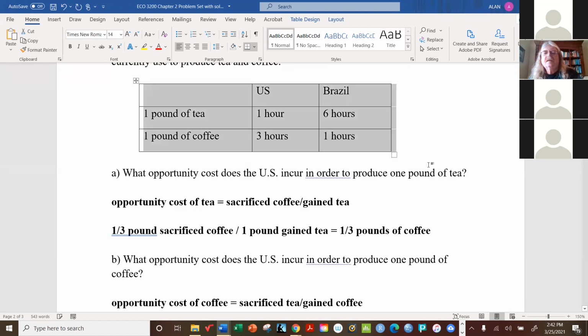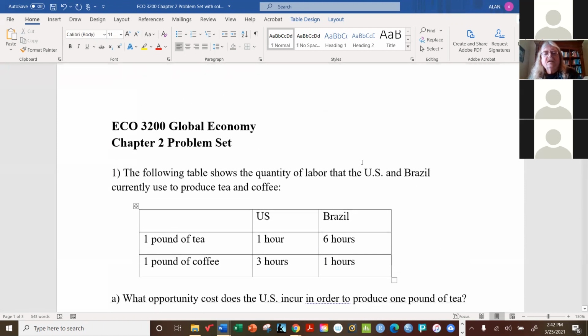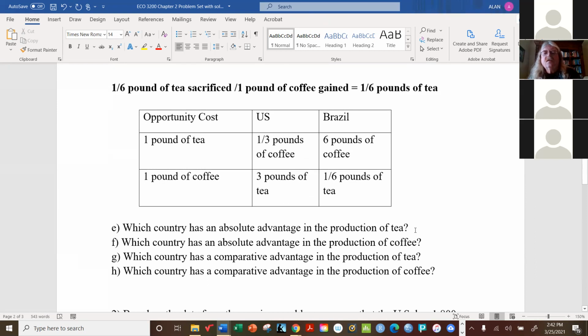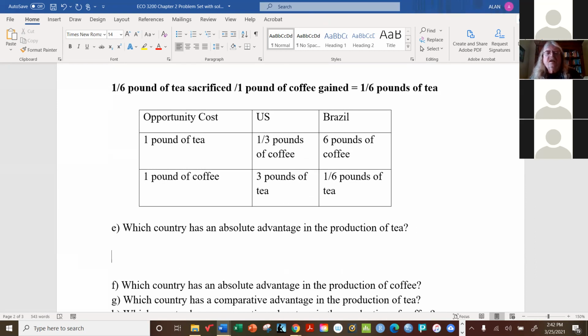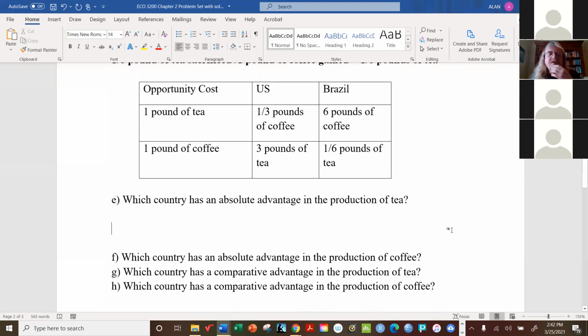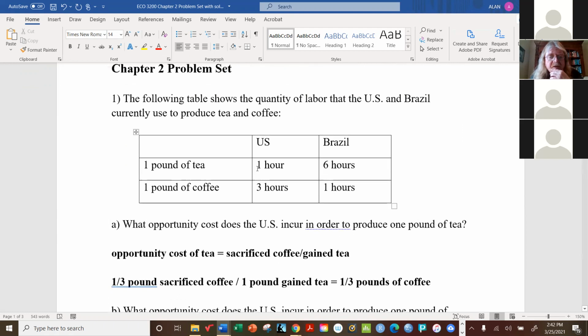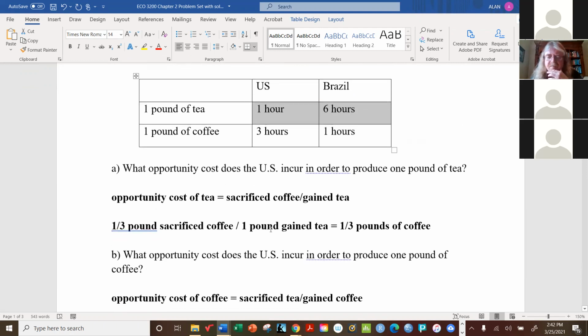Okay. So now we don't need this chart anymore. We need this chart to help us figure out what's going on with these other questions. For example, which country has the absolute advantage in the production of tea? All right, well, I guess I was mistaken. We do need this chart. The absolute advantage comes from the idea that it takes Brazil 6 hours of labor versus only 1 hour in the US. So therefore, we say that the US has the absolute advantage in the production of tea.